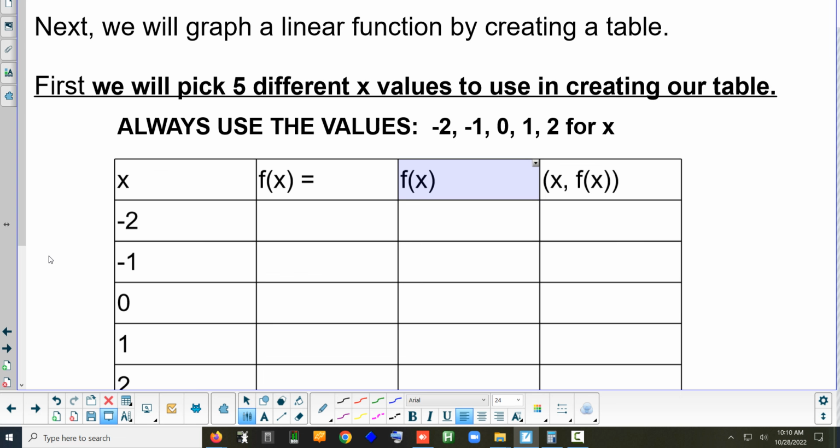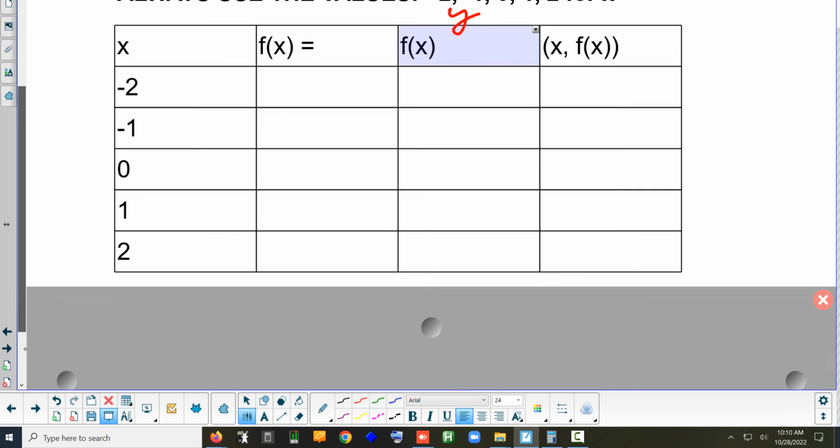What letter did we used to use in that column? That was the third one, yeah? We used to use y. It's the same thing. We're just calling f of x y, or we're just calling y f of x. But it's exactly the same thing.